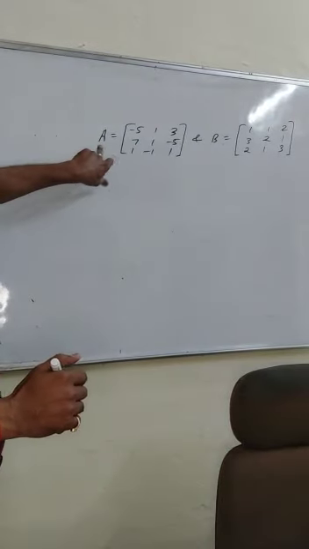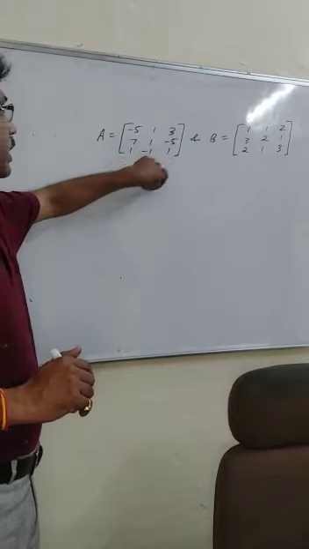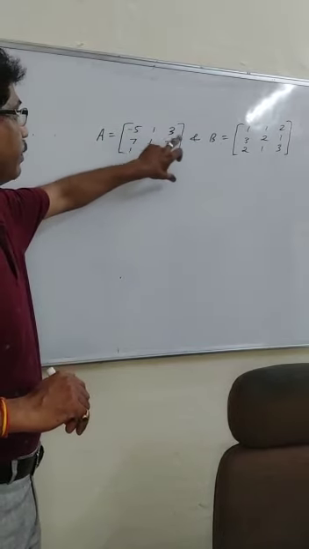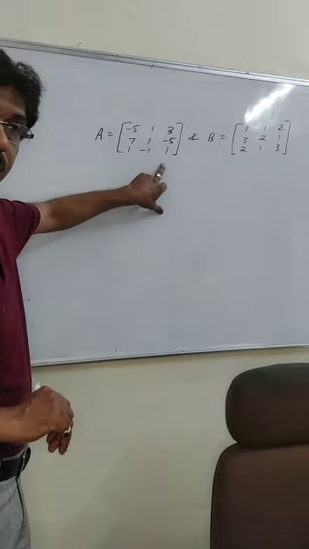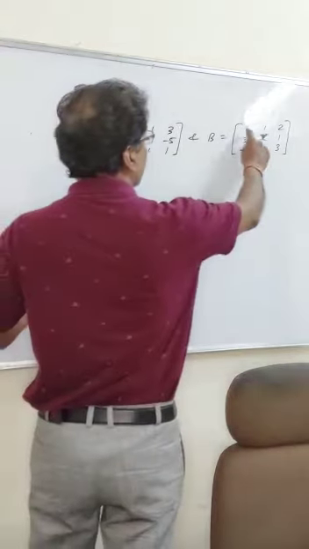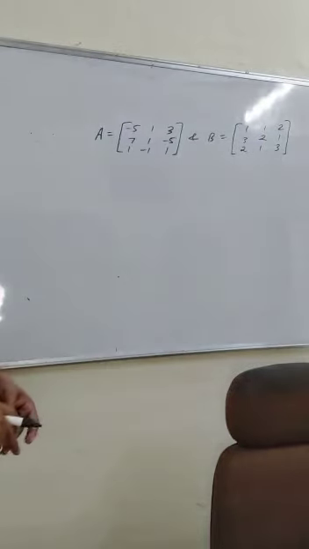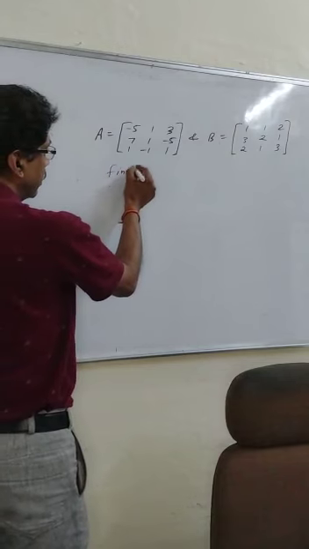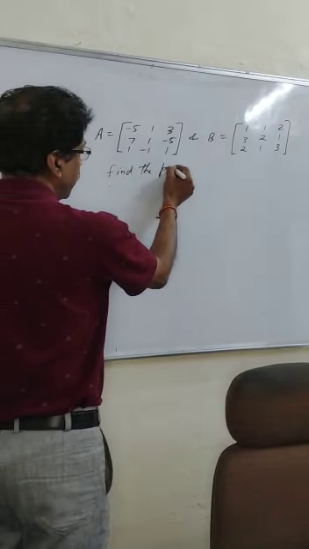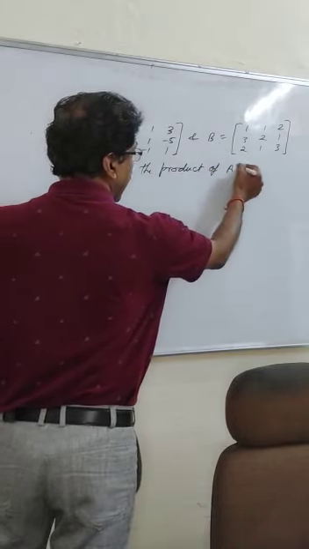Now, there are two matrices. A is a 3 by 3 matrix: minus 5, 1, 3; 7, 1, minus 5; 1, minus 1, 1. And B is 1, 1, 2; 3, 2, 1; and 2, 1, 3. Now the question says: find the product of A and B.